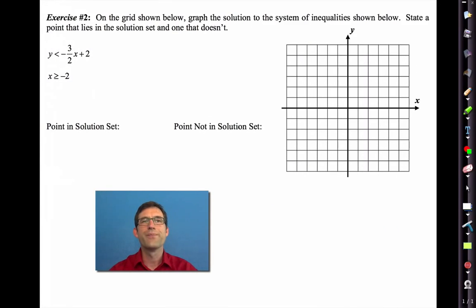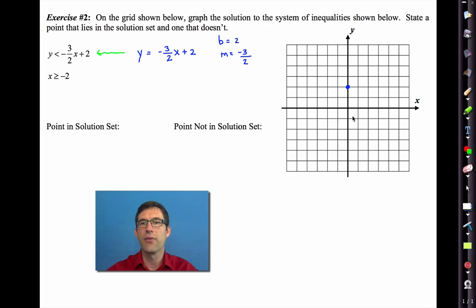So exercise number 2. On the grid shown below, graph the solution set to the system of inequalities shown below. State a point that lies in the solution set and one that doesn't. All right, well, let's start off with this guy. Now, this one also already has y isolated, so I'm going to change it into an equation, y equals negative 3/2 x plus 2, where clearly the y-intercept is 2, and the slope is negative 3 divided by 2, so that's going to be pretty easy to graph.